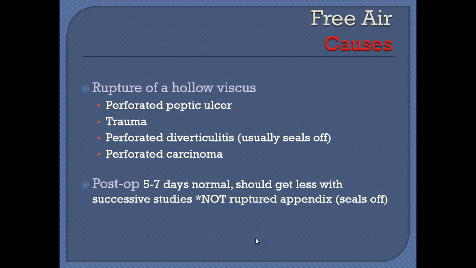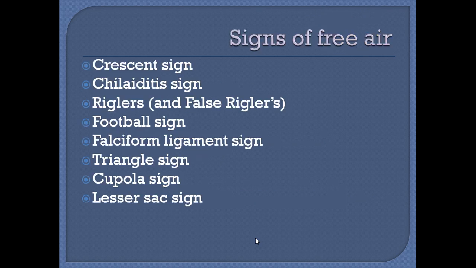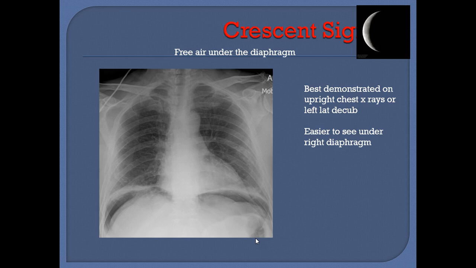What are the causes of free air? It can be due to rupture of a hollow viscus, which can be a peptic ulcer, it can be post-traumatic, it can be due to perforated diverticulitis or perforated carcinoma, or the patient might be post-operative, where 5 to 7 days is normal, and it should get less with successive studies. What are the signs of free air? Crescent sign, Chilaiditi sign, Rigler sign, football sign, falciform ligament sign, triangle sign, and cupola sign. Also the lesser sac sign.